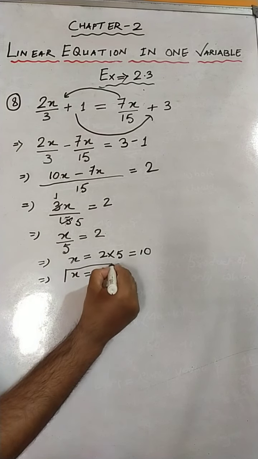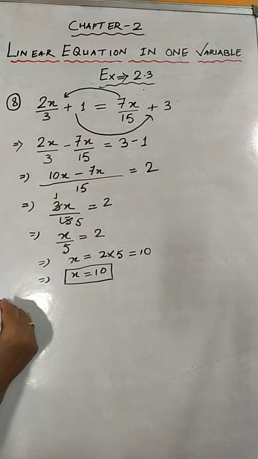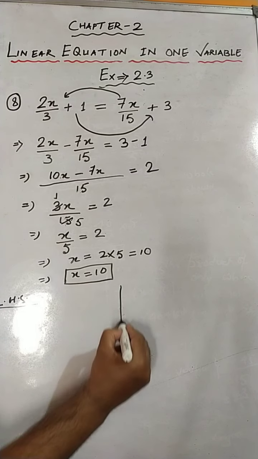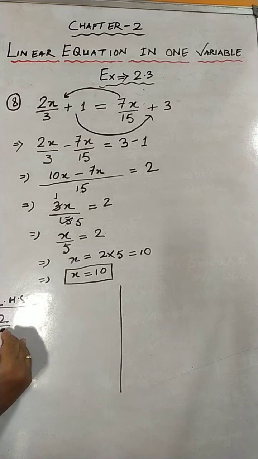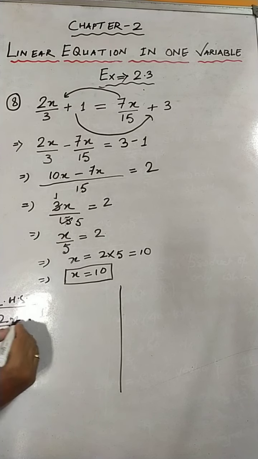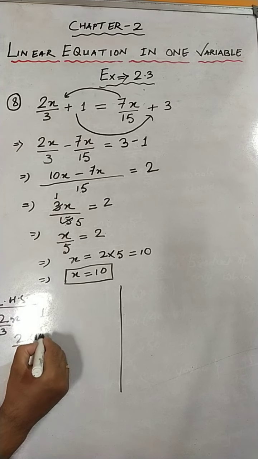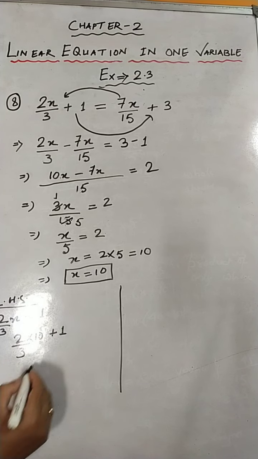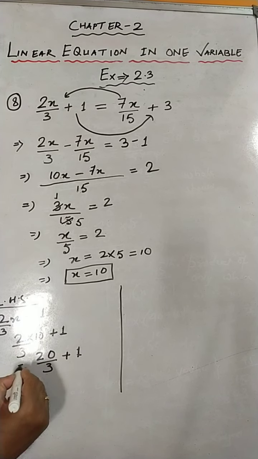Now we have to check whether this answer is right or wrong, in other words, whether it is satisfying the equation or not. So the first thing we have to do is go for LHS, and on this side we'll do RHS. So what is there in the LHS? 2/3 x plus 1. In place of x we'll put 10. So 2/3 into 10 plus 1. So we'll get 20 upon 3 plus 1.